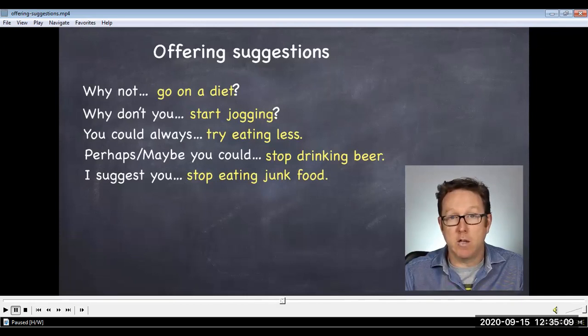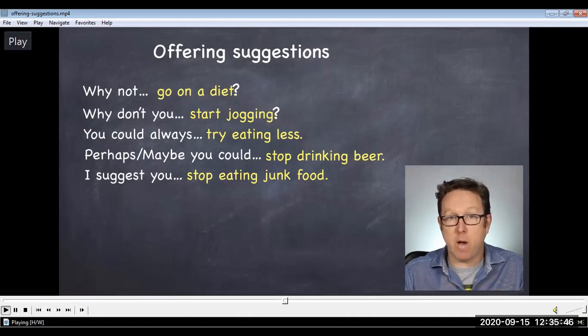And as I mentioned earlier in the start of the lesson, suggestions are just your opinions, and you use these words just to give your opinions. Okay, these are not advice, neither orders. So you can see the structure. Why not? Why don't you? You could always, perhaps, maybe, and I suggest you. All of these are just reflecting opinions. Okay, and these are not advice and not even orders.